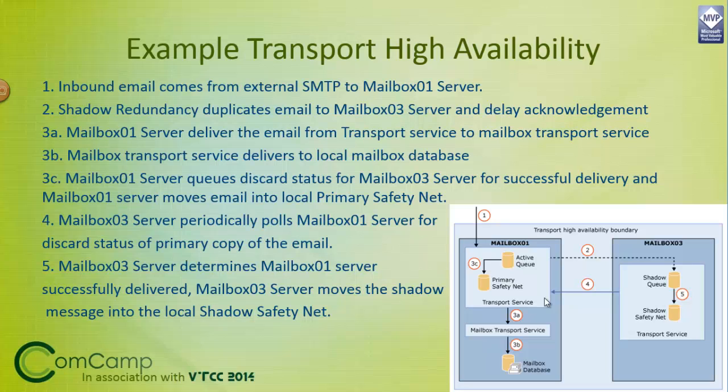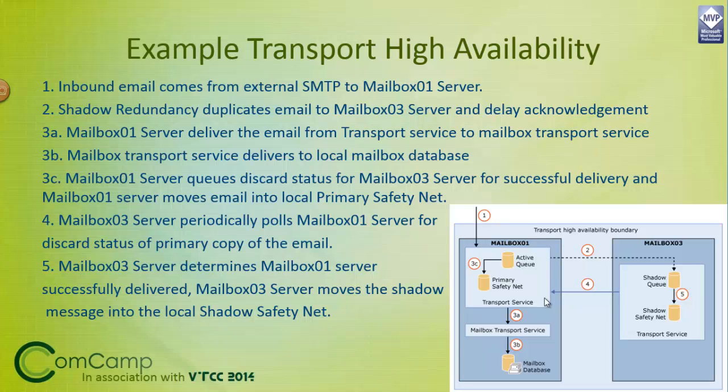So you can see in the first step, the inbound email comes from external SMTP to the mailbox 01 server. Then in the second step, right away, shadow redundancy duplicates the email to the mailbox 03 server and delays acknowledgement. In step 3A, we can see mailbox 01 is not waiting for the shadow copy. It's also processing the delivery.